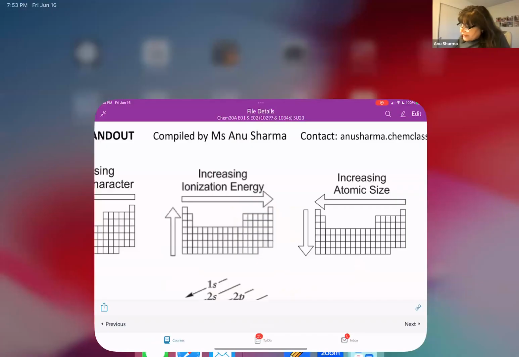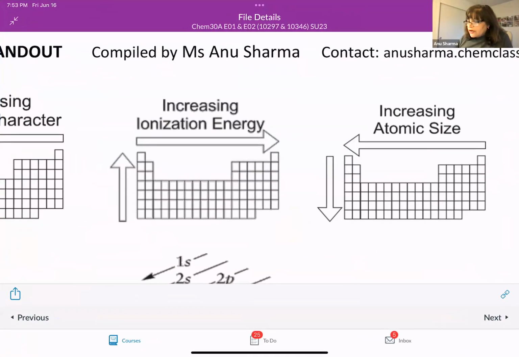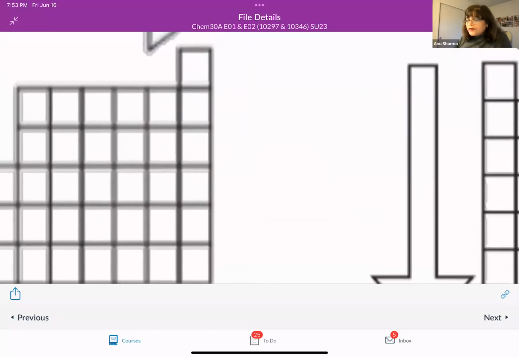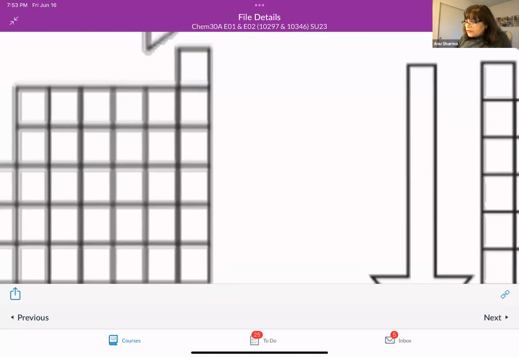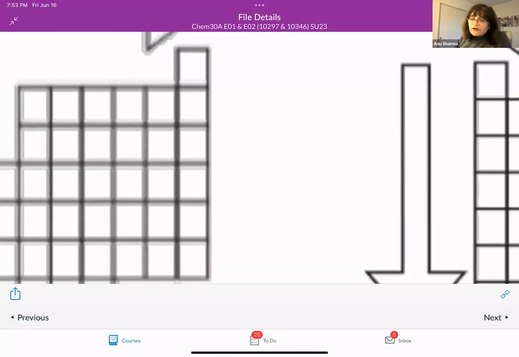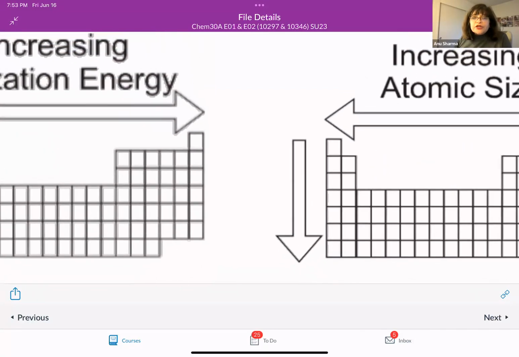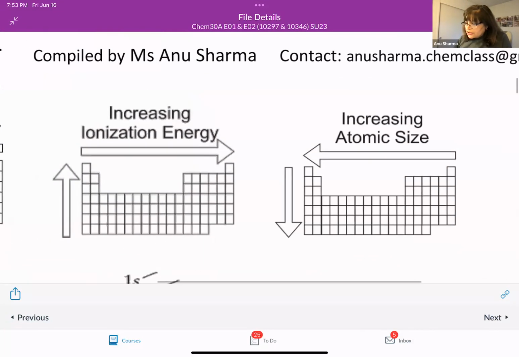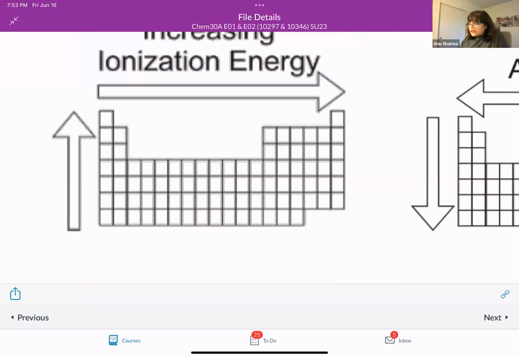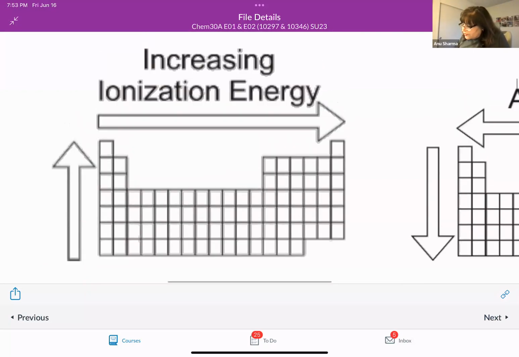The trend is already given here: increasing ionization energy. You see all these noble gases are in 8A, and the ones that are close, like 7A, 6A, 5A, are so close to the noble gases that it's very difficult to remove electrons from their outer shell. But as the energy levels increase, the nuclear pull goes down, and then it's easy to remove the electrons. So this is how it's increasing.